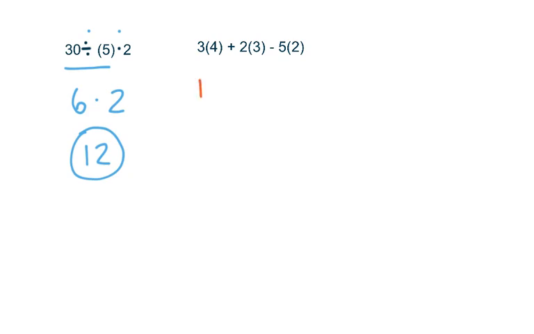3 times 4 is 12, 2 times 3 is 6, and 5 times 2 is 10. So I've got 12 plus 6 minus 10. Addition and subtraction are equals on the hierarchy, so I'm going to do those from left to right. So I'm going to do the 12 plus 6, and then finally I'm going to do the 18 minus 10 to wind up with my answer.